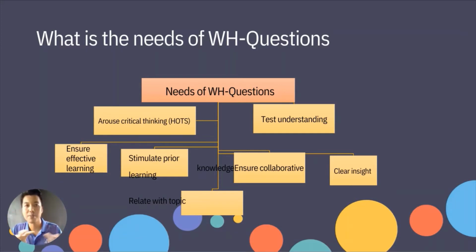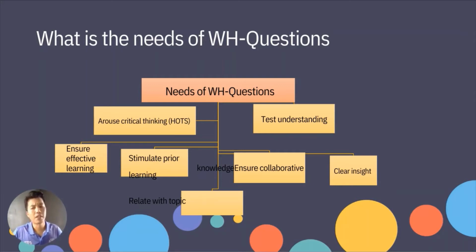So for this case-based learning, each school will be given a different type of case. So you need to know what you are going to do with your case. You need to fully understand your case so that you can draft the process of problem solving to find the solution. And then number three, we have ensure effective learning.